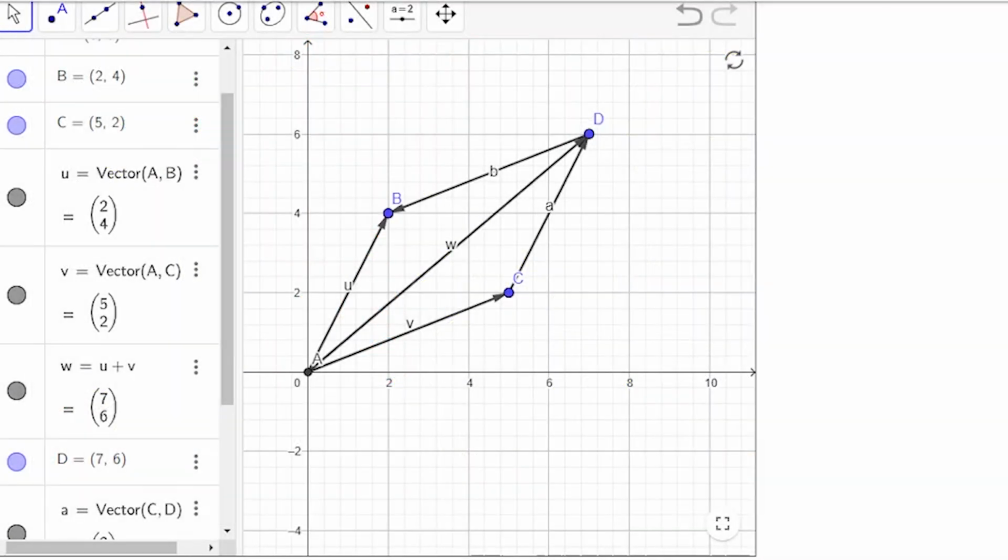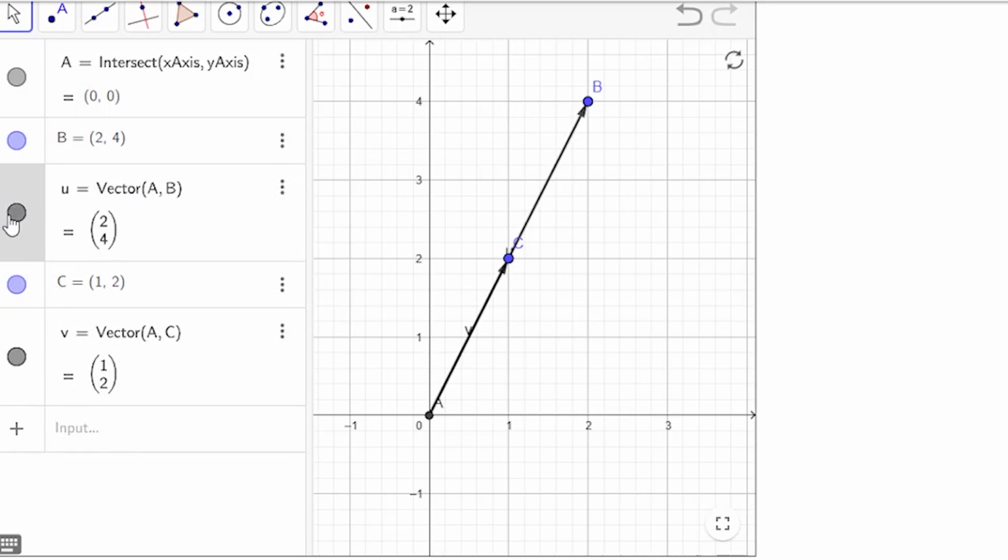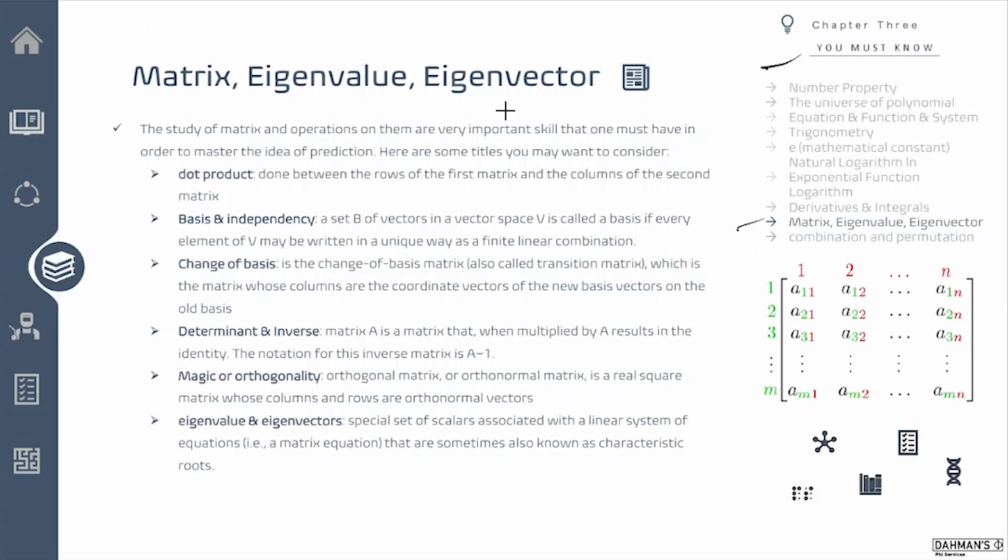But I'm going to show you a case. We have two vectors, and one of them is the base of the other. It turns out that u is just v scaled by 2. To this end, we call vector v the base, and u is linearly dependent, or expanded by scaling the vector v.